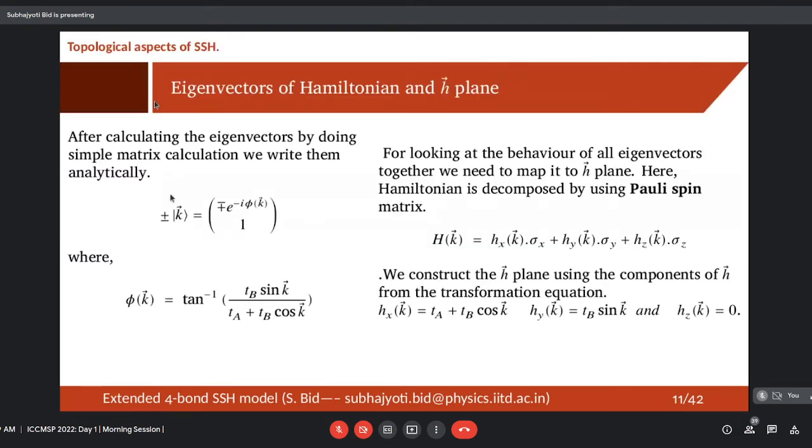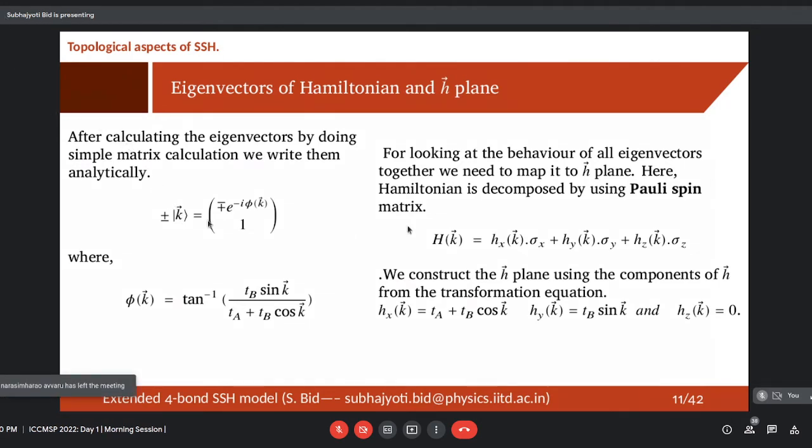So in order to do that, I find the eigenvector of the system. The eigenvector of the system looks like this. And if I directly put this k in that winding number formula, in principle, I should get some winding number, whether 1 or 2 or 0, I will get a winding number.